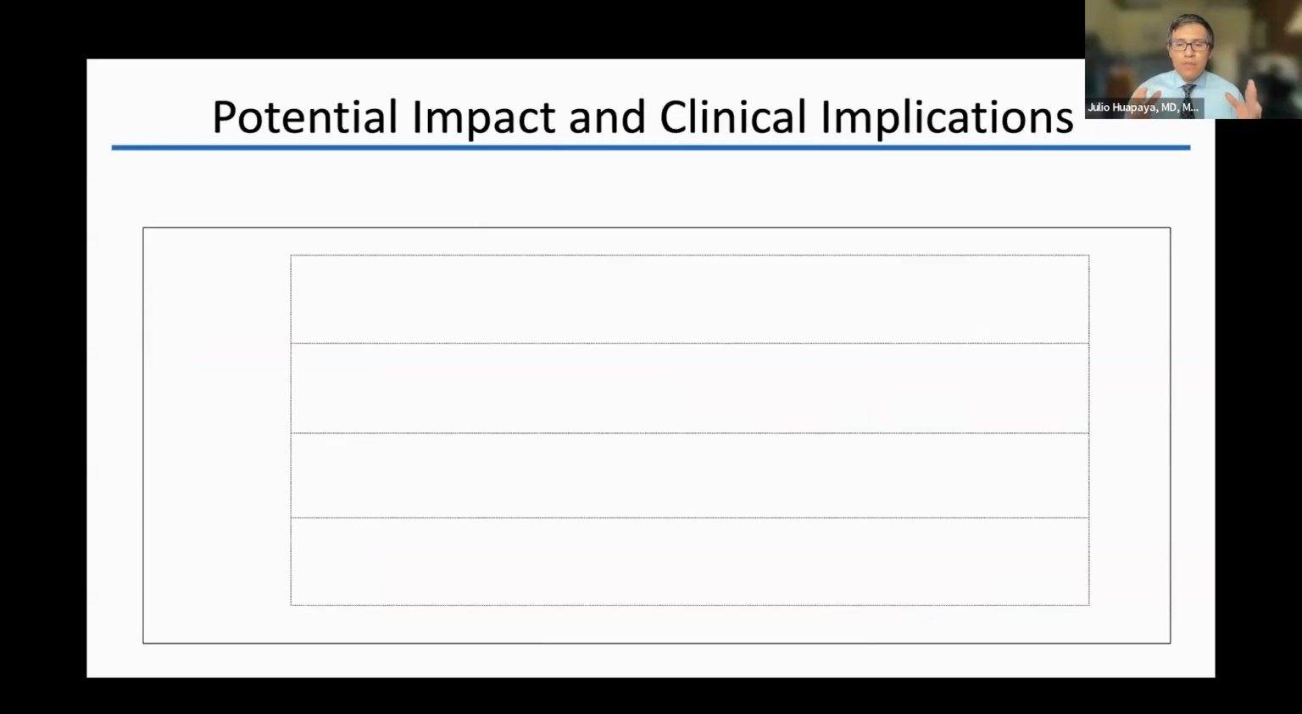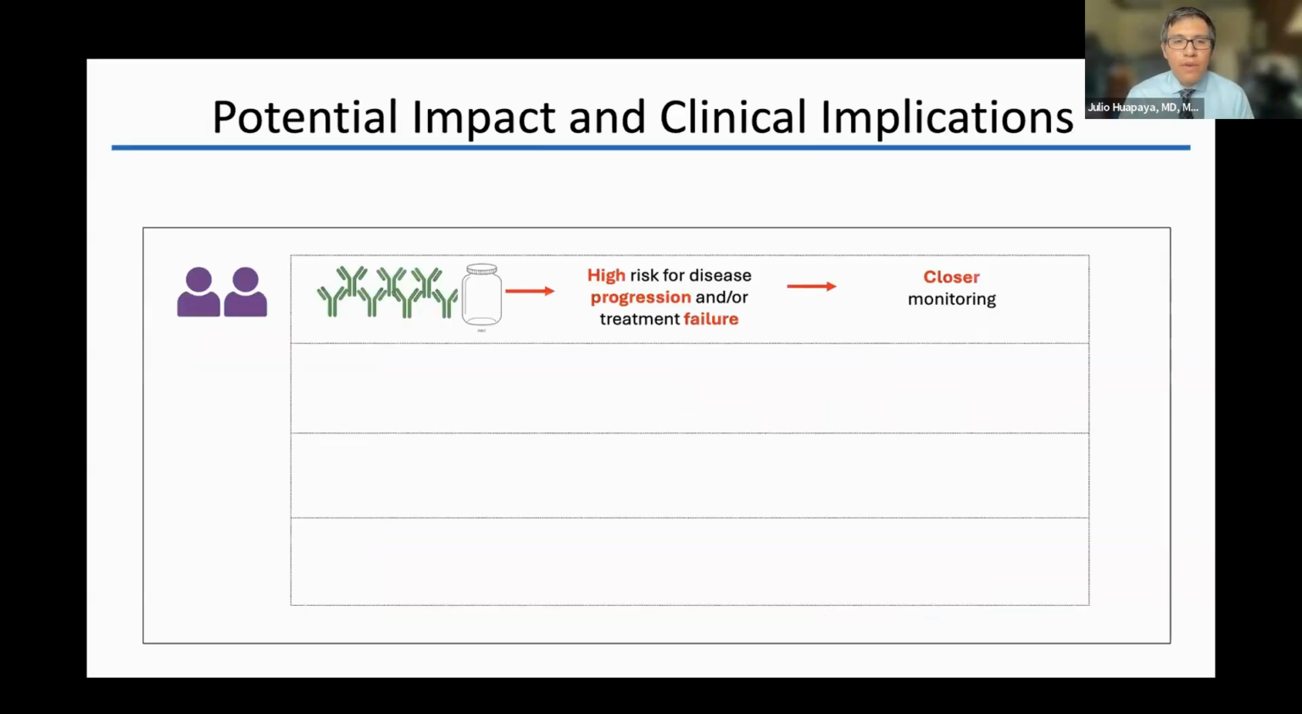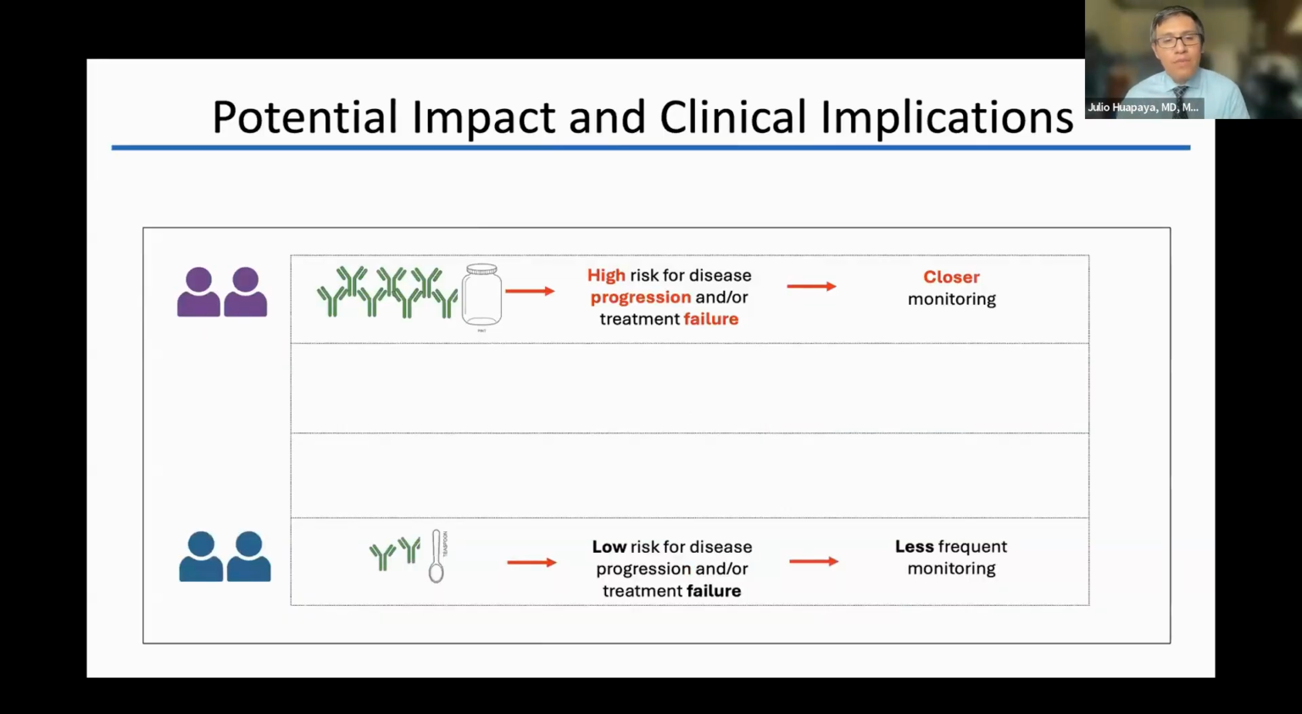And I'll put this in a clinical perspective. So if we get a patient who has very high levels of antibodies, like the pint example, these patients probably are at high risk for disease progression or treatment failure. So they need closer monitoring, maybe need increased immunosuppression. In contrast, if I have another patient who maybe doesn't really have as many antibodies, maybe he or she just has a teaspoon of antibodies, well, this is a very different patient that may not require the same treatment as the first one. You may be low risk and you may need less frequent monitoring.